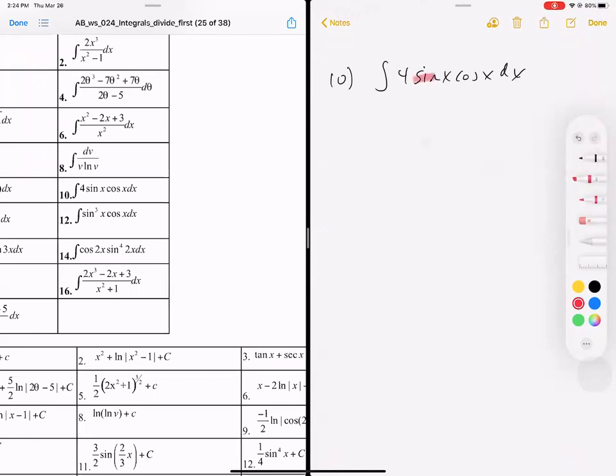So you can pick a sacrifice. You can pick either sine or cosine as your sacrifice. I'm going to choose sine because the derivative of sine is cosine.